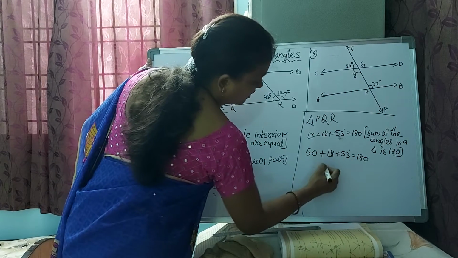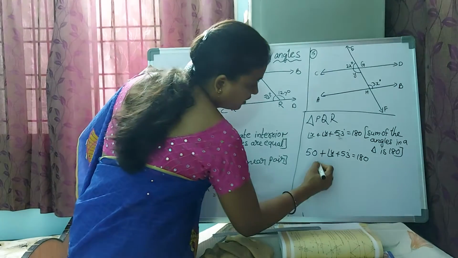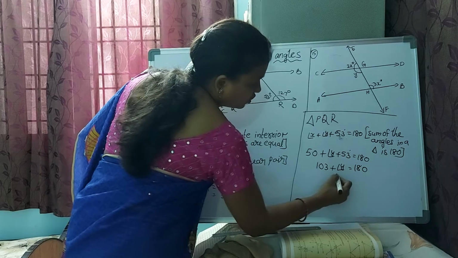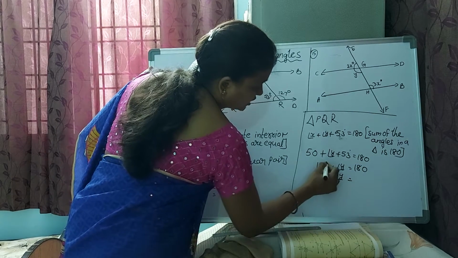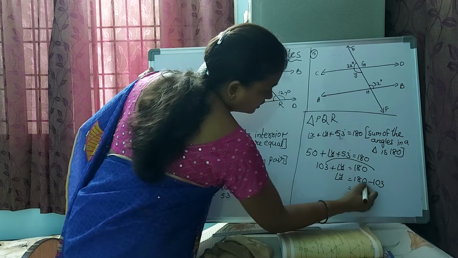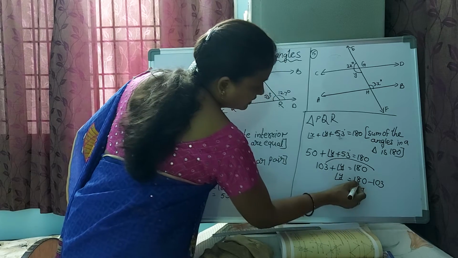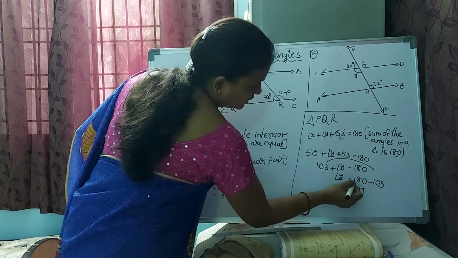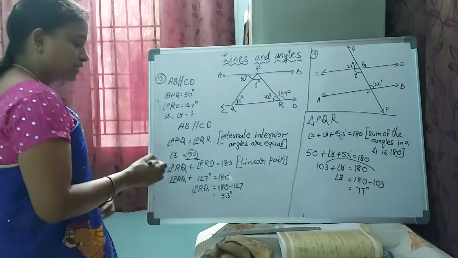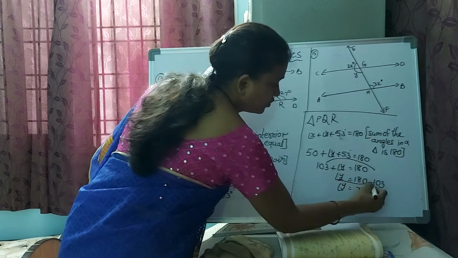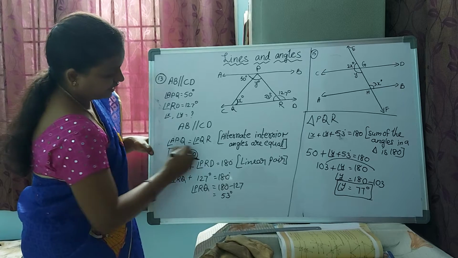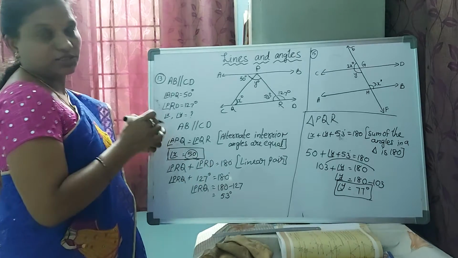Transpose this 50 and 53. First add them: 50 plus 53 is 103, plus angle Y is equal to 180. Keep angle Y on the left hand side and transpose the rest to the right hand side: 180 minus 103 is 77 degrees. Angle Y is equal to 77 degrees. Angle X is equal to 50 degrees. We found X and Y. That only he asked you.